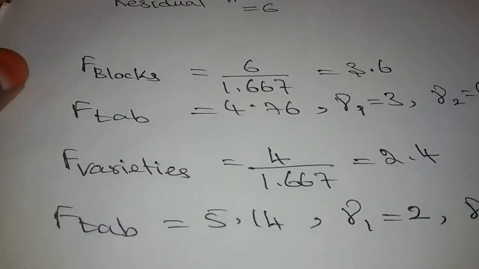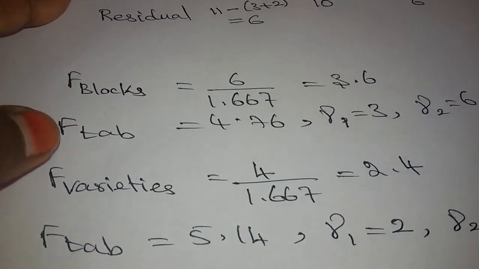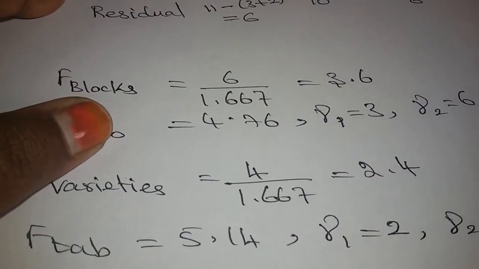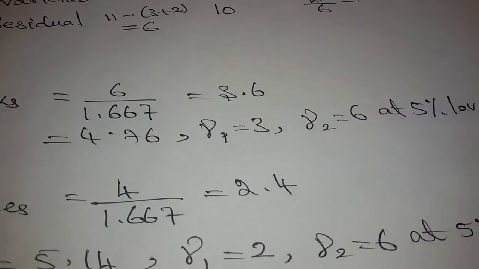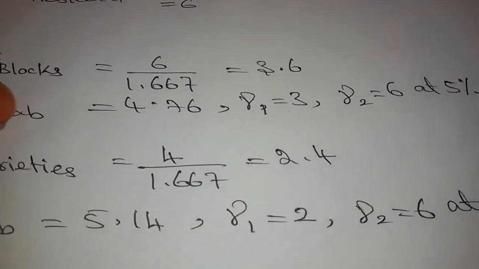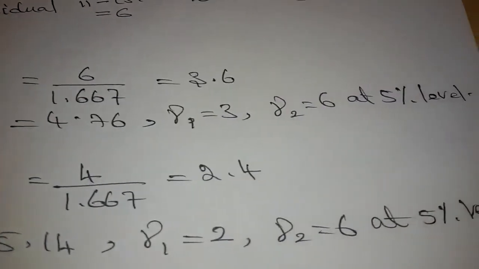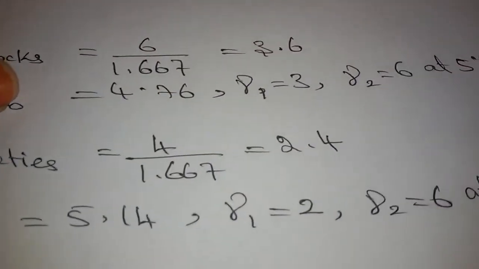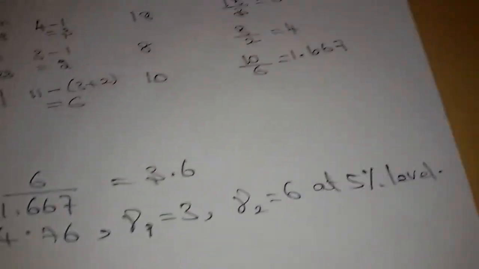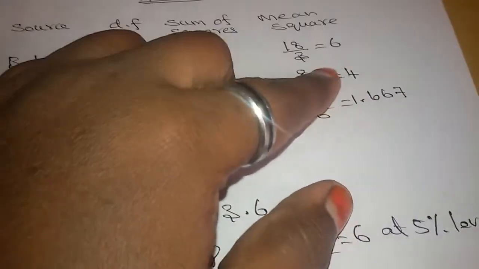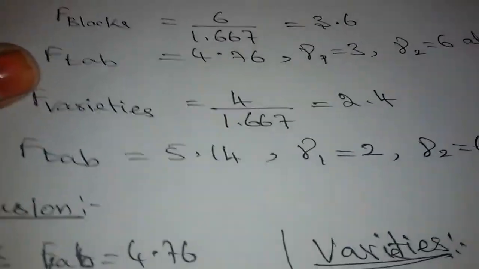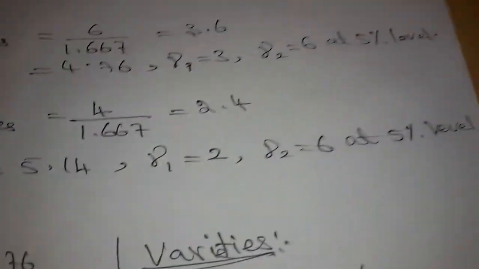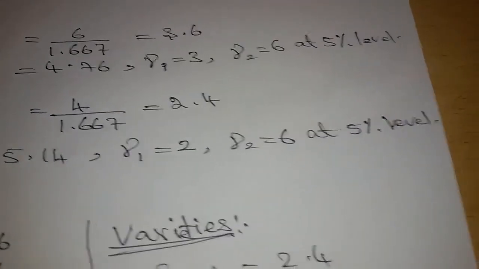Then you have to find out the ratio. F blocks value is 6 divided by 1.667, so you get 3.6. And the tabulated value, gamma 1 is 3, gamma 2 is 6 at 5% level. F varieties means 4 divided by 1.667. This value is 2.4. Here the tabulated value is 5.14, so gamma 1 equals 2, gamma 2 equals 6 at 5%.